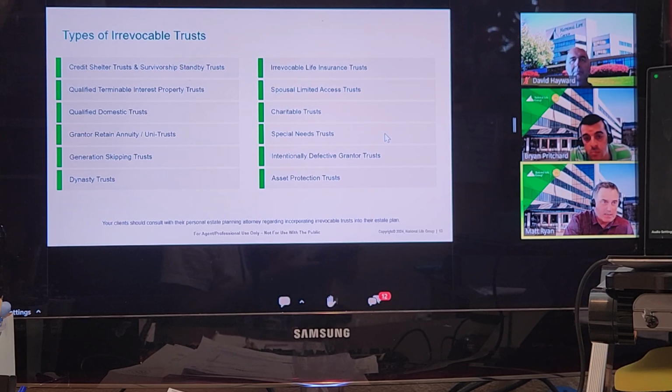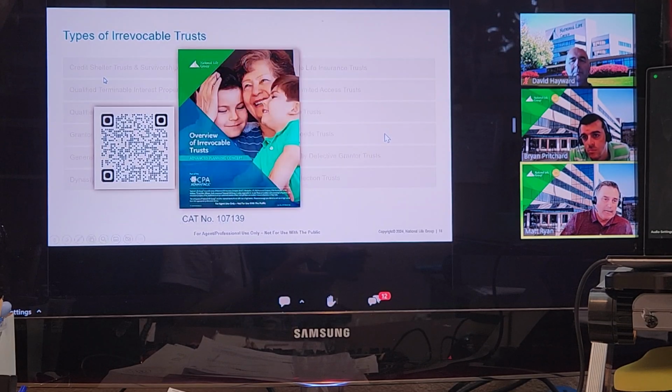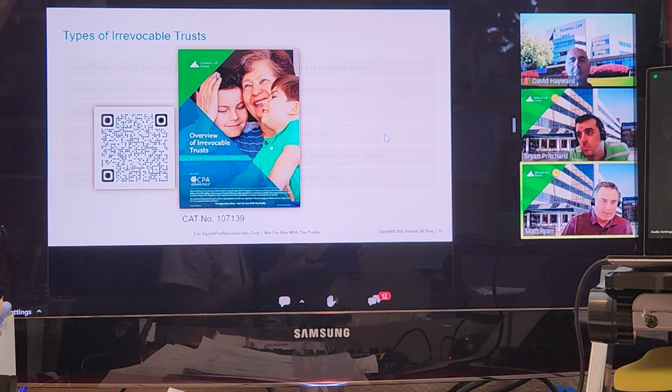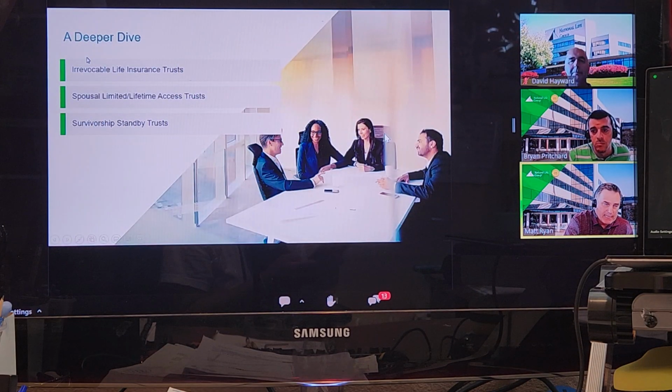But if you advance the slide, Brian, what we also have, especially for you CPAs out there, that you can access through your agents that you have relationships with, is a great technical piece with an overview of irrevocable trusts, what the advantages and disadvantages are, and the types of irrevocable trusts. This is a great resource for you to determine which trust might be suitable for your client when doing that sort of planning. But today we're going to take a deeper dive into 3 types of irrevocable trusts.